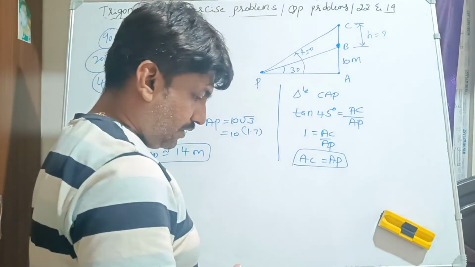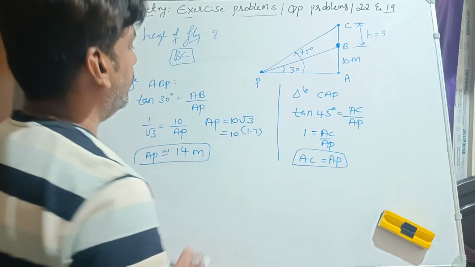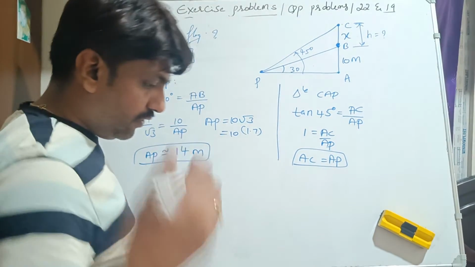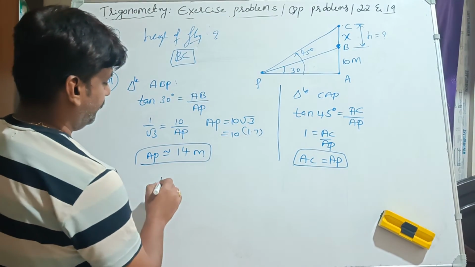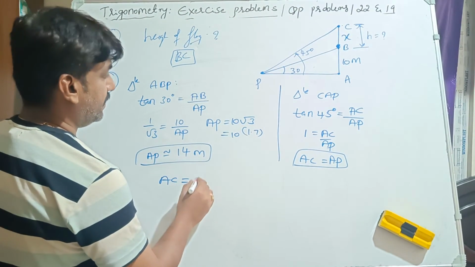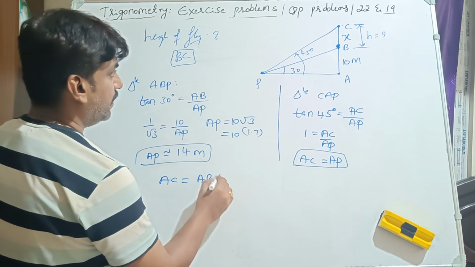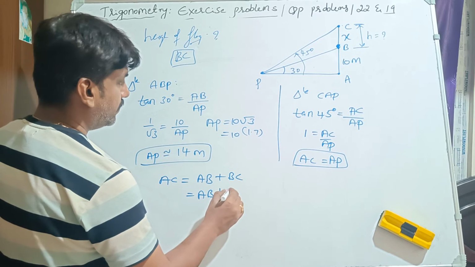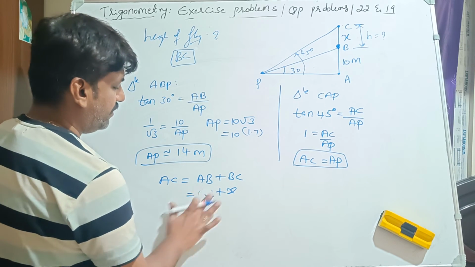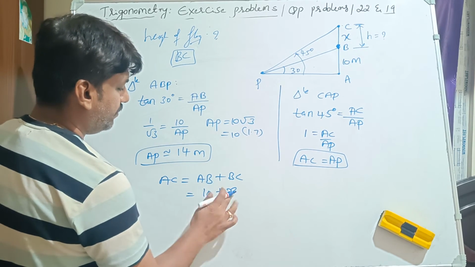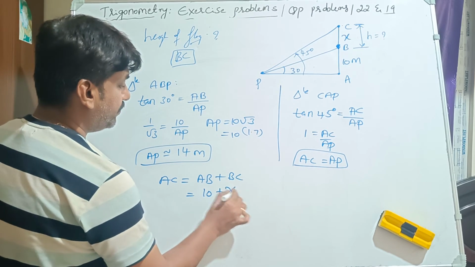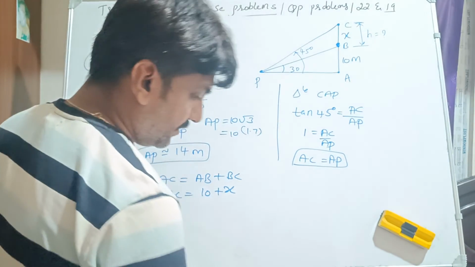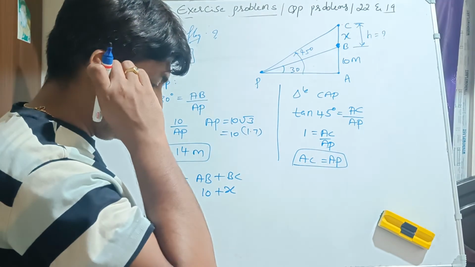So next, we'll call this BC part something like X, right? After calling this, we'll write what AC is. AC is nothing but AB plus BC. So it is AB plus X. AB value we already know. What is the value of AB? It is 10. What is BC? We have considered X. So now AC is 10 plus X, right?